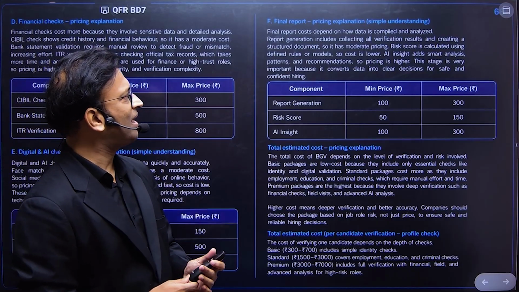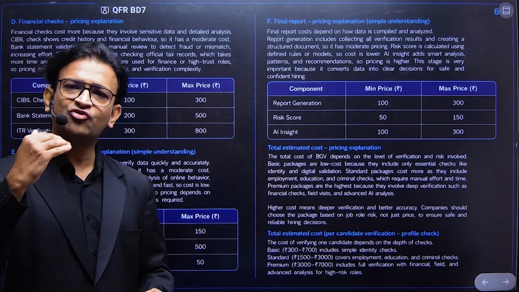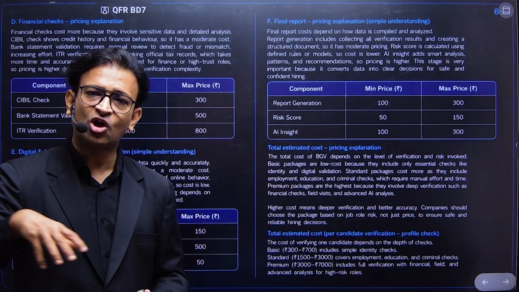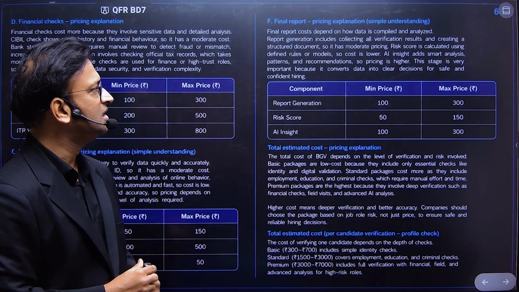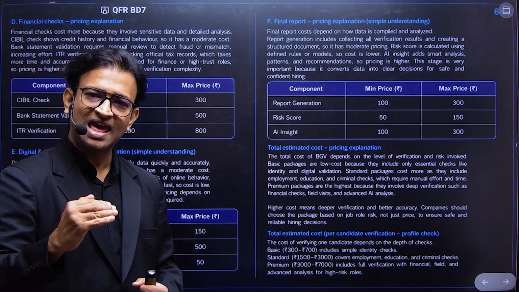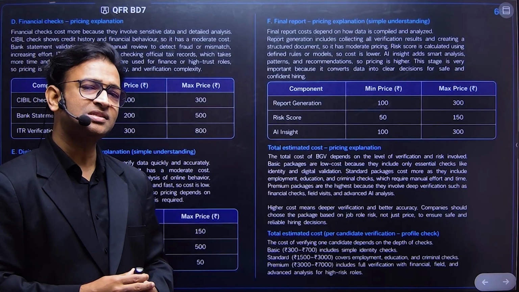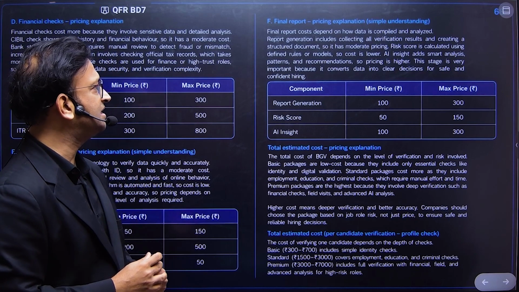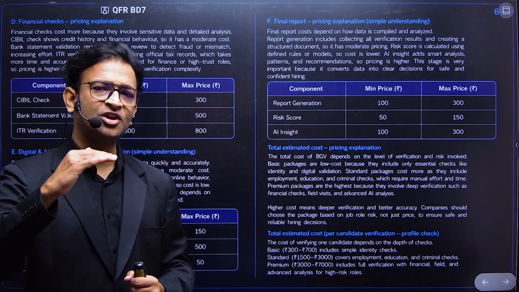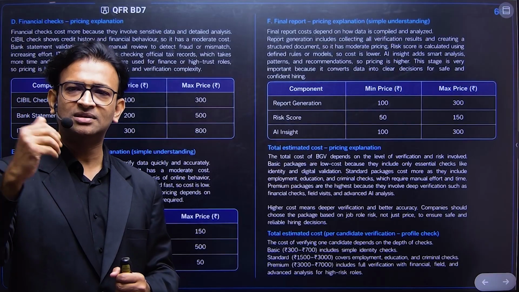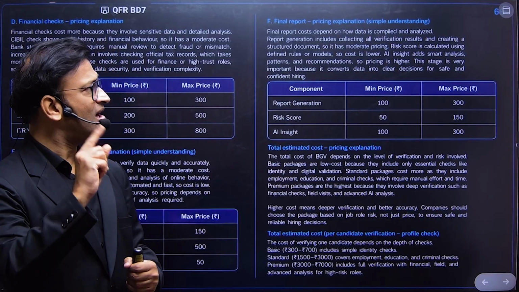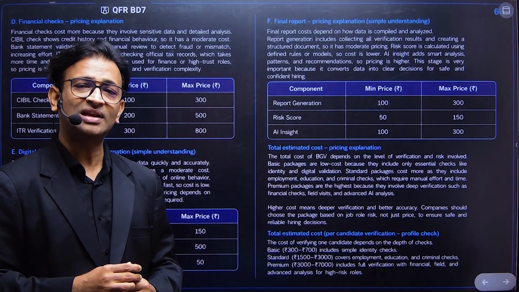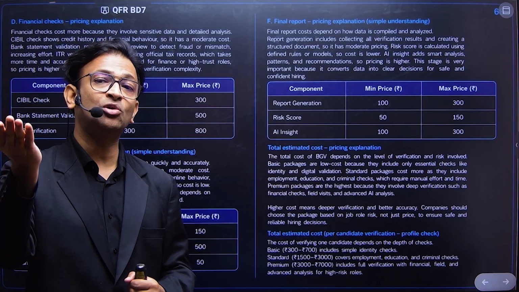Final report costs depend on how data is compiled, structured, and analyzed. Report generation includes collecting all the documents, all the data from the candidate, and creating a structured, layered document, so it has moderate pricing on an average level. Risk score is calculated using rules or models, so the cost is lower as compared to the other one. And AI Insight adds smart analysis and recommendations, so the pricing is generally a lot higher when you're comparing the other two.